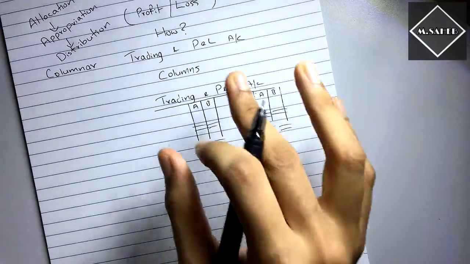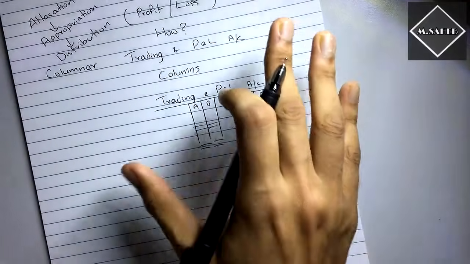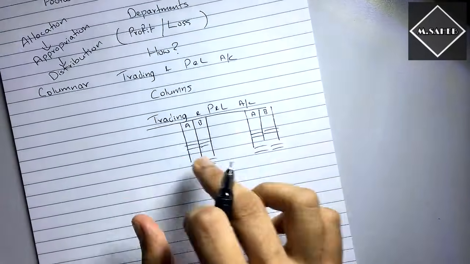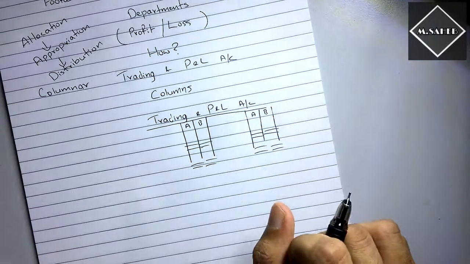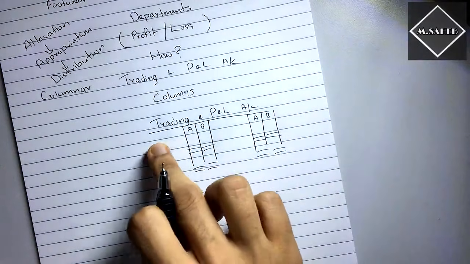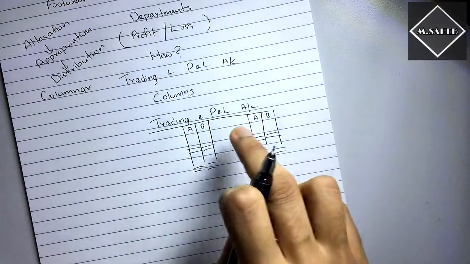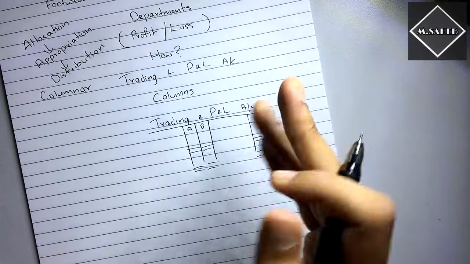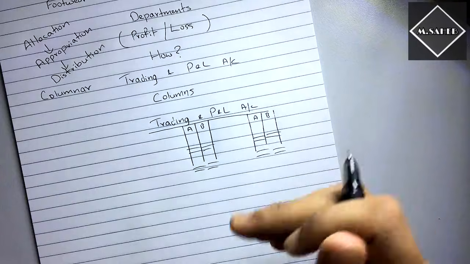So all those will be provided to us. But the only problem here is, there are lots of different columns. The purchases will be of A and B, and the sales will be of A and B. So all will be separate over here. We have to make them separate.